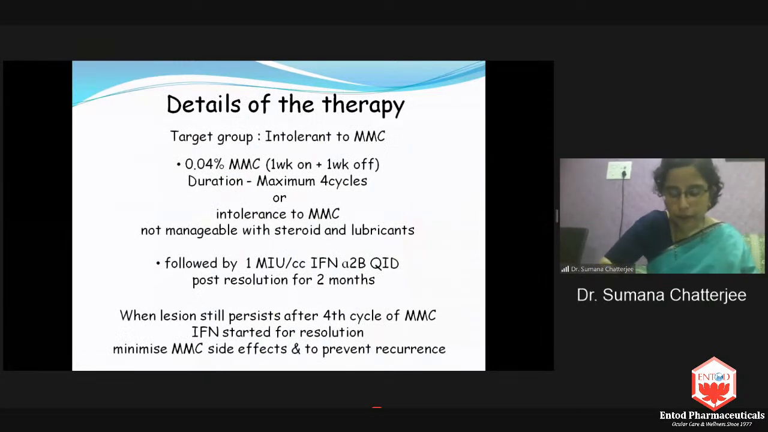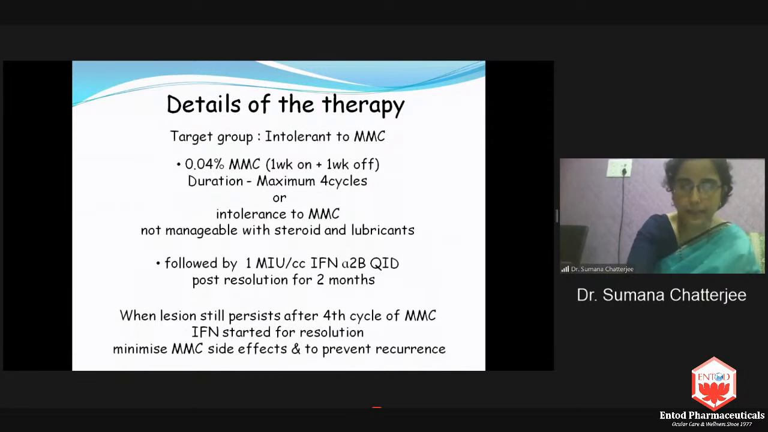Elaborating on the regime, the target group of these are patients who were intolerant to MMC. So we started 0.04% MMC, 1 week on and off regime, with punctal occlusion. Duration was maximum 4 cycles, or when they developed intolerance to MMC, not manageable with steroids and lubricants. This was followed by 1 million international units per cc of interferon alpha 2b, 4 times a day, post resolution of the lesion for 2 months. If the lesion still persists after the 4th cycle of MMC, we started interferon for resolution of the lesion, along with minimizing the mitomycin C side effects and to prevent the recurrence.